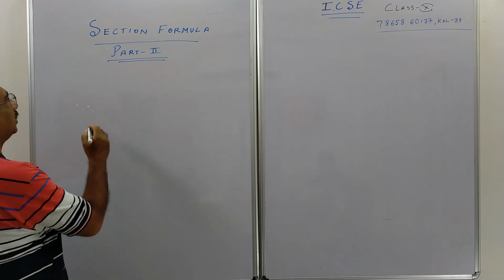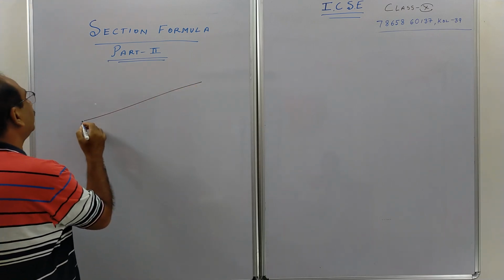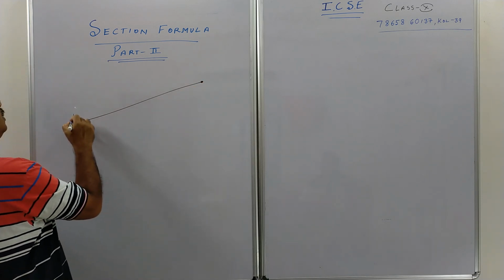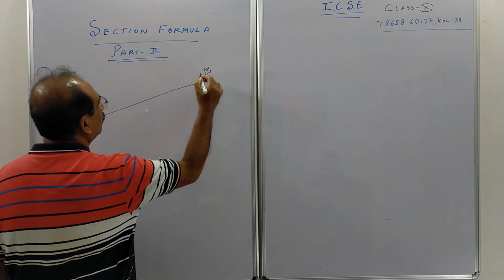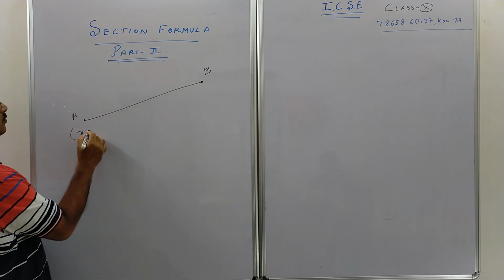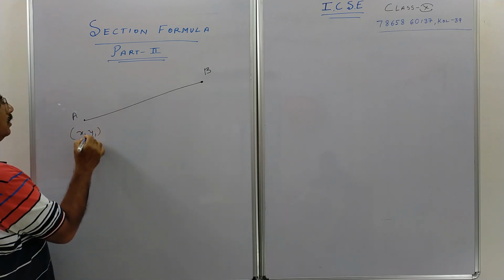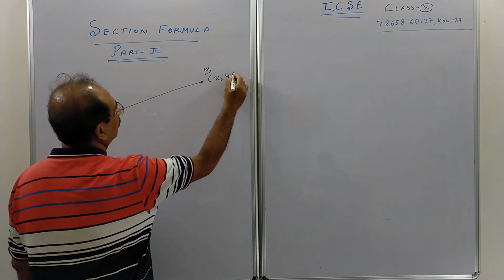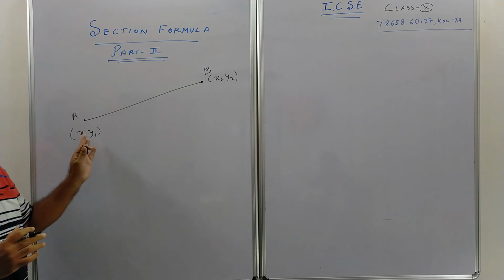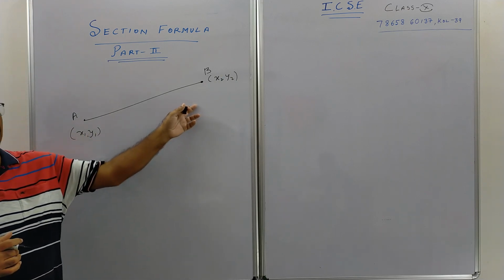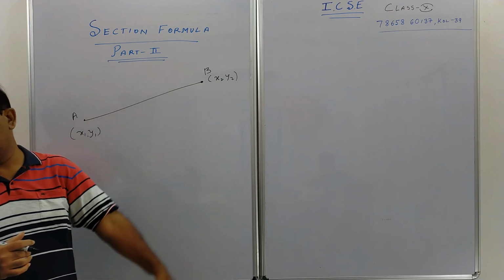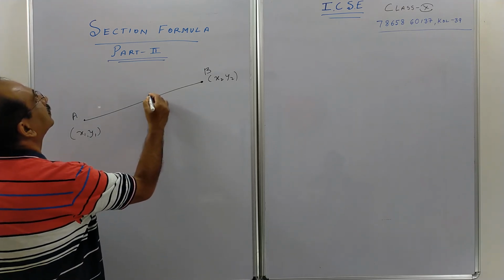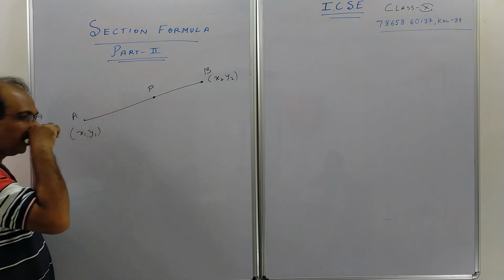What is section formula, children? Basically, there is one line with 2 points whose coordinates are given, A is x1, y1 and B is x2, y2. A line segment is formed when we have two fixed points, and there is a point P in between whose coordinates we have to find.